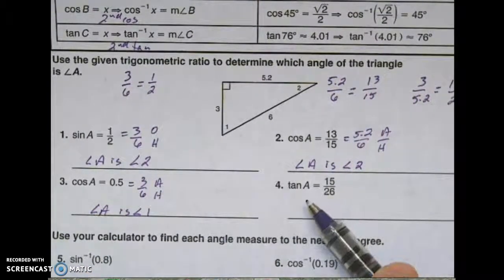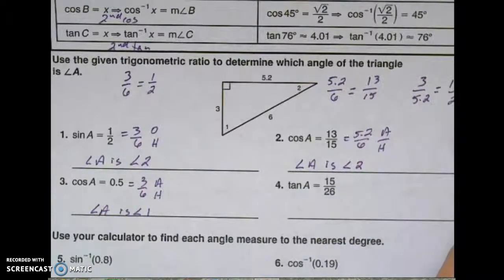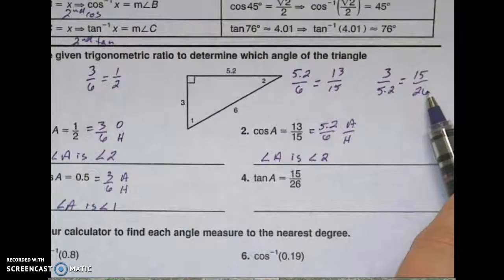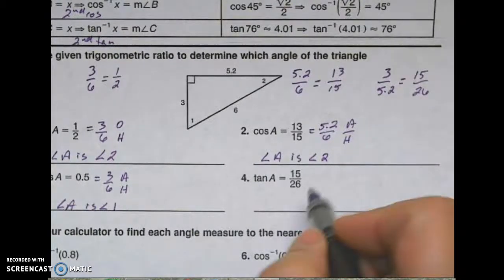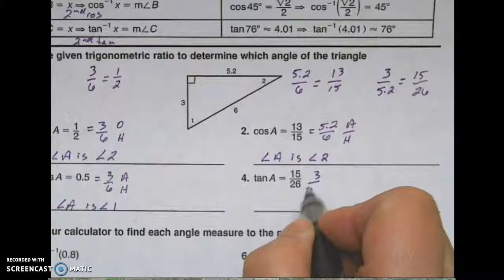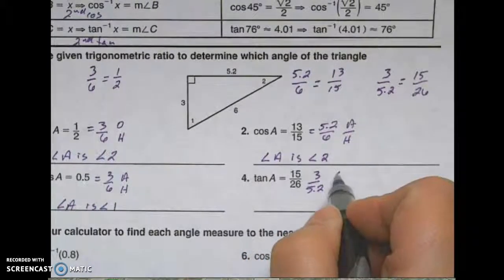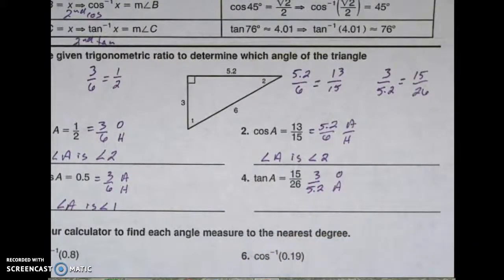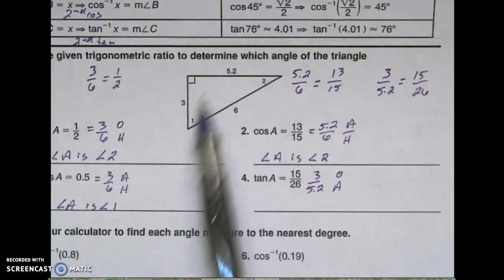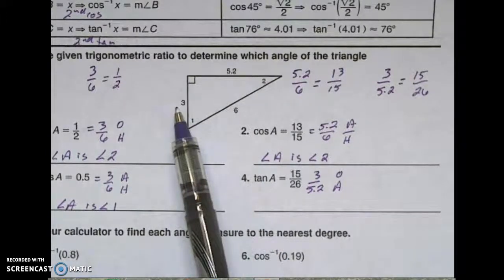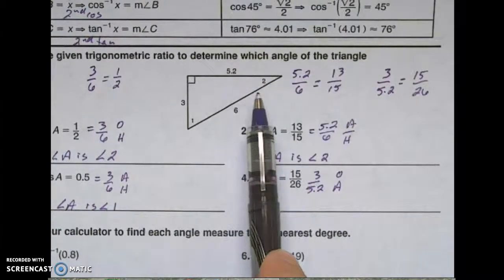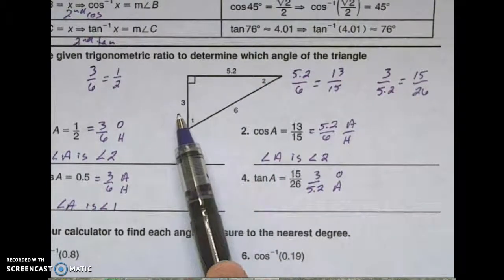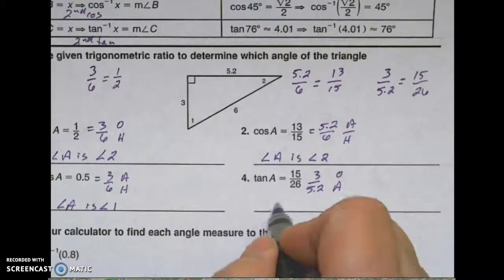And if I'm looking at the fraction for my tangent of 15/26, and I go back up to those reduced fractions I found, I know that's going to be my 3/5.2. Tangent is opposite over adjacent. If I want 3/5.2, I want 3 to be my opposite and 5.2 to be adjacent, and so that gives me that angle A has to be angle 2.